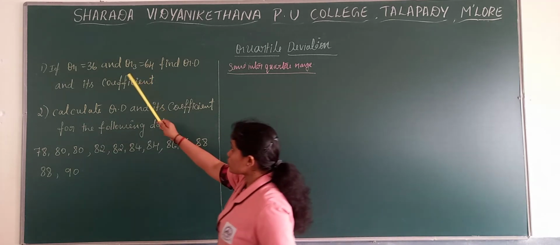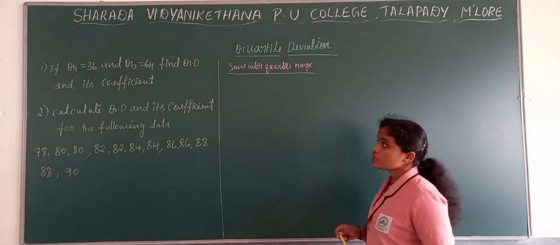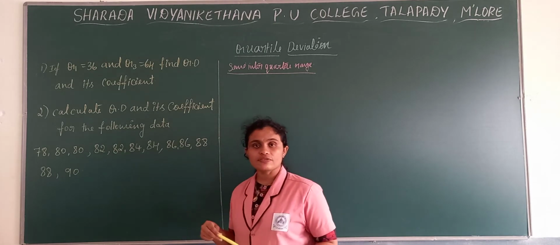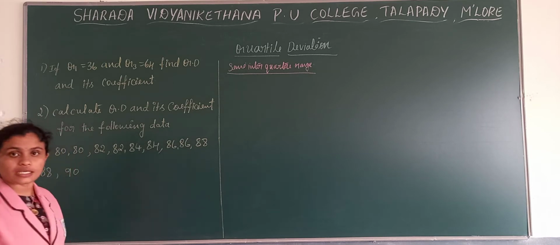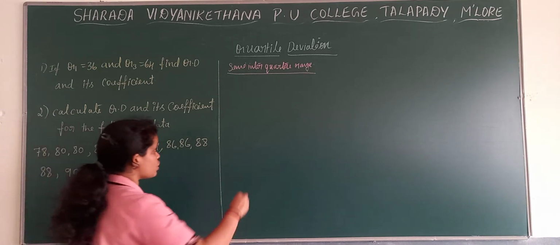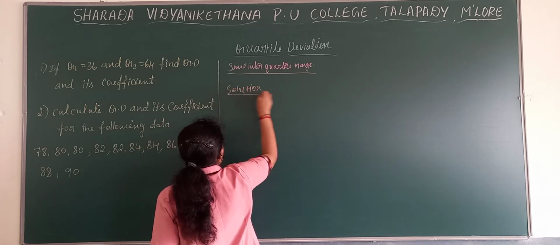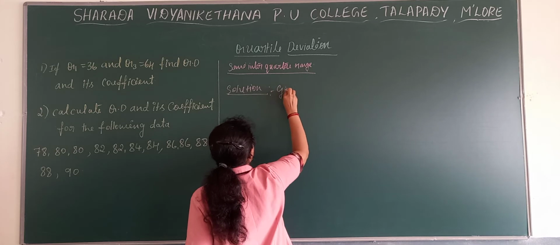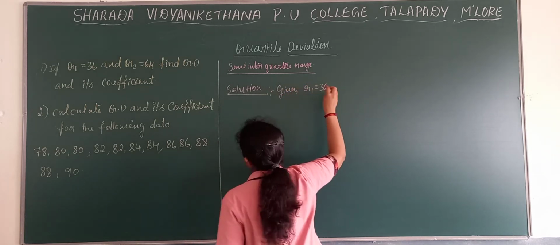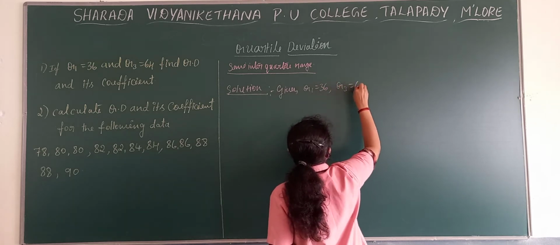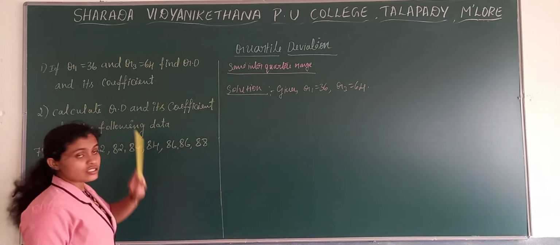If Q1 is equal to 36 and Q3 is equal to 64, find the quartile deviation and its coefficient. Here Q1 and Q3 are given directly, so we can directly substitute into the formula. Solution: given the value of Q1 is equal to 36 and Q3 is equal to 64, and we need to find the quartile deviation and its coefficient.